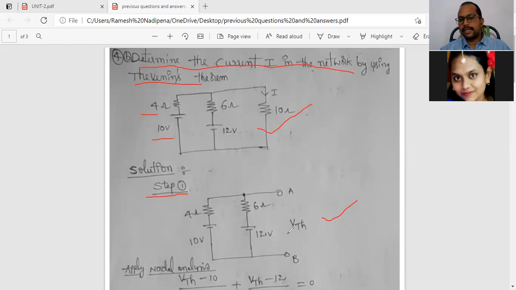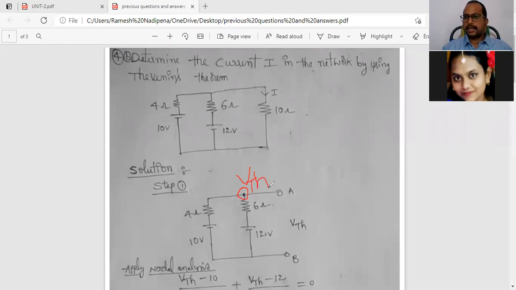Now calculate VTH as well as RTH across AB terminals. Across these terminals, we need to calculate Thevenin's voltage. So VTH means the voltage across AB. Earlier we discussed that VTH is nothing but the voltage across this branch. The reason is those two are connected in parallel. So let us assume this as node voltage VTH. Any objection, my dear friends?